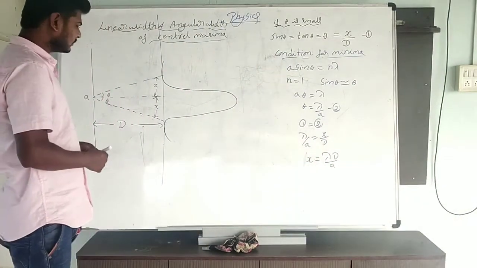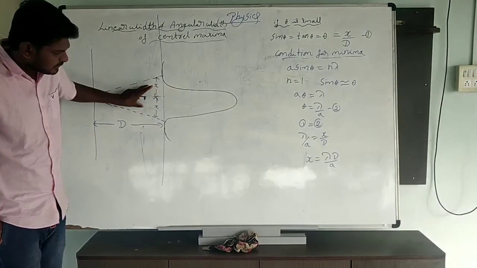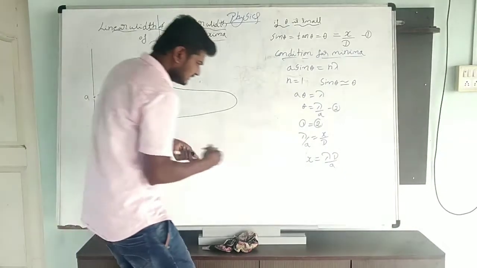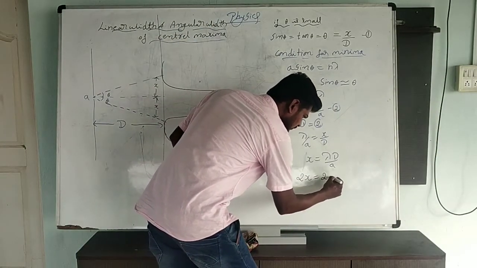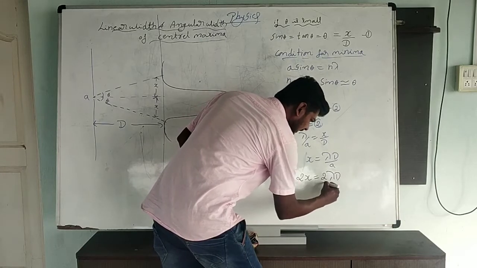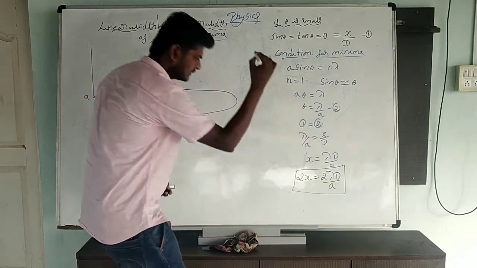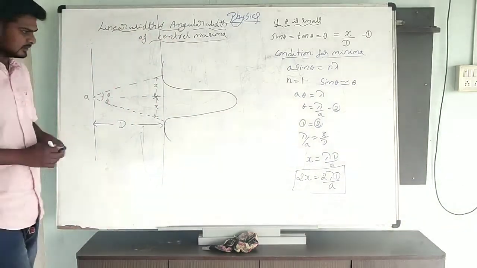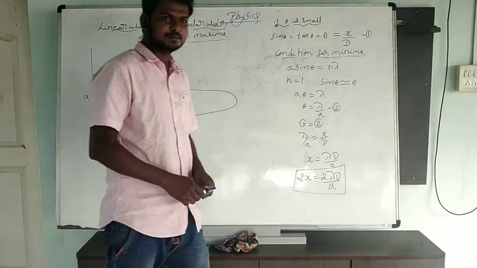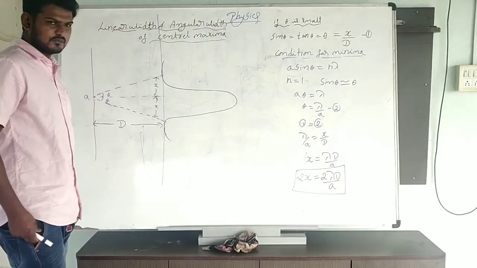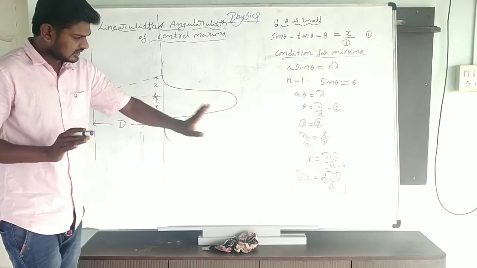Now the linear width, covering either side of the central maximum, will be 2x. So 2x equals 2 lambda D divided by a. This is the linear width: 2 lambda D by a. That is the linear distance between the first minima on either side of the central maximum.